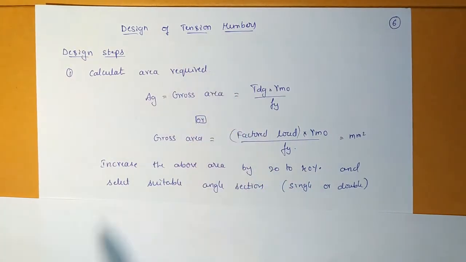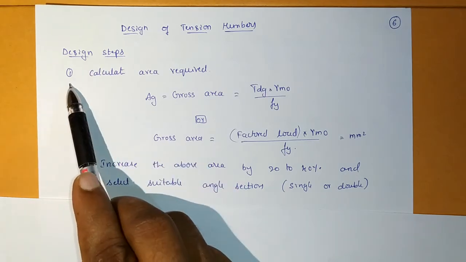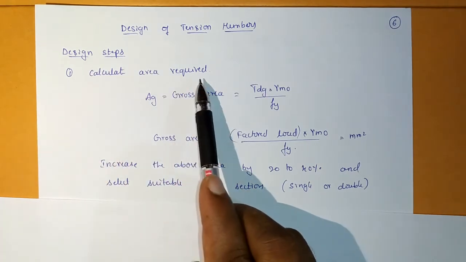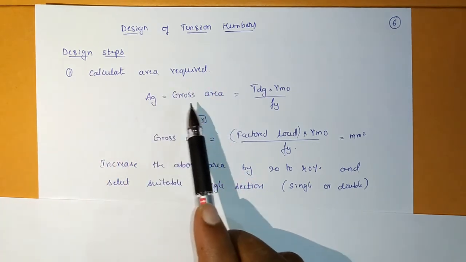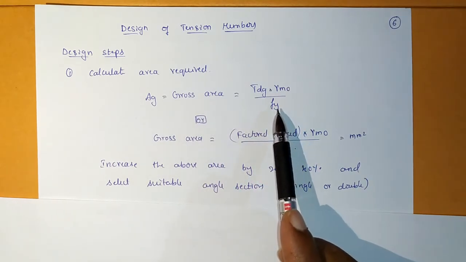Design of tension member. This is the design procedure or design step. In the first step, we have to calculate the required area, that is called AG, gross area, equal to TDG into gamma MO divided by Fy, yield stress.